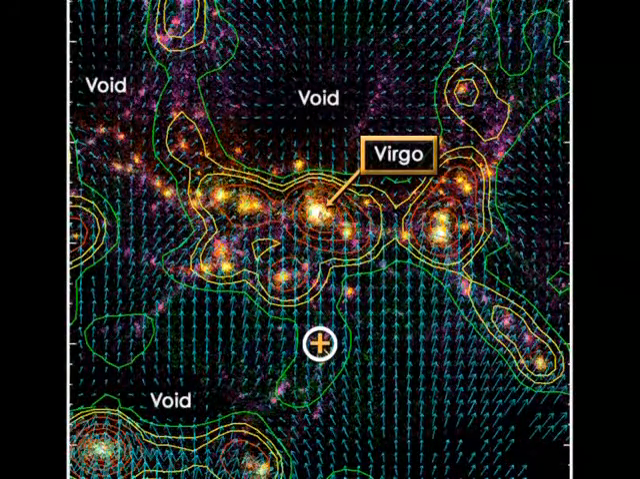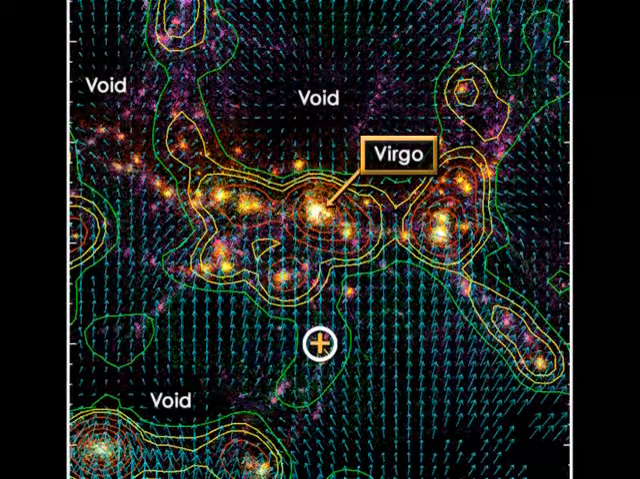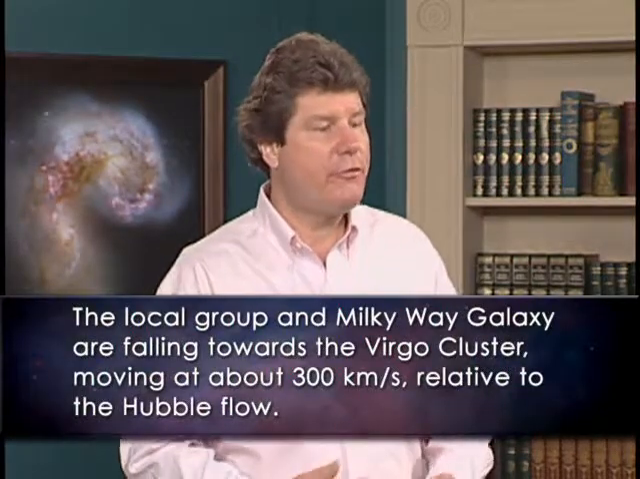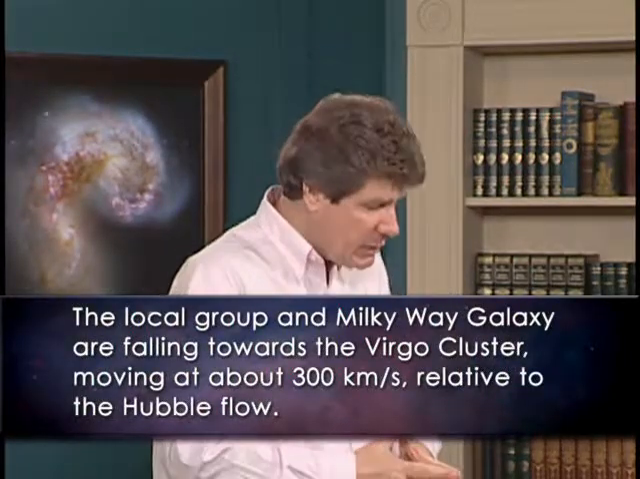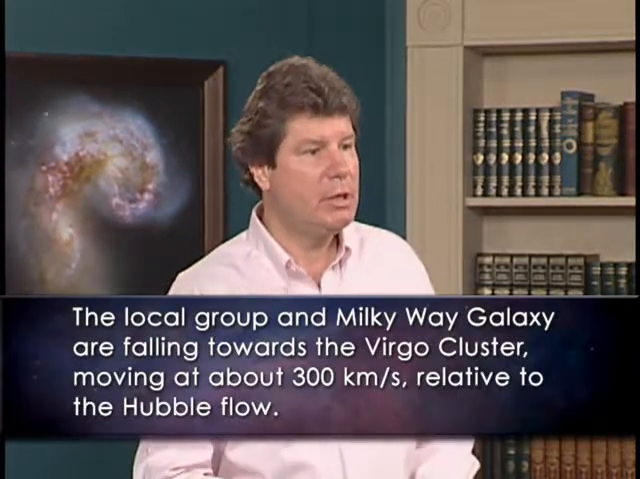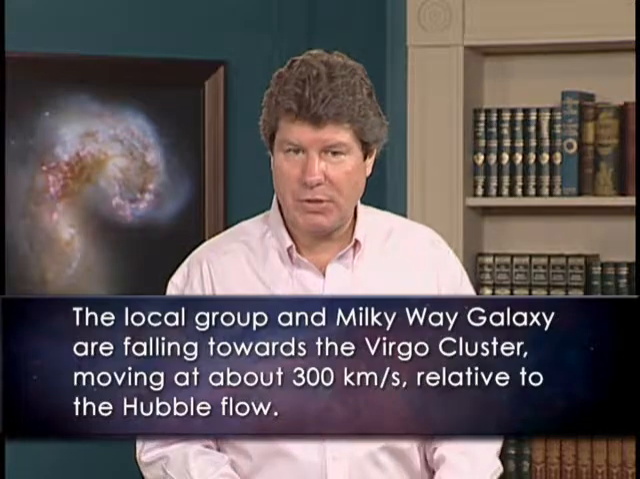There also seems to be a void behind the Virgo cluster, and there are other smaller clusters to the right and below. The arrows show the flow pattern, which is once again away from the voids and towards the denser regions. And as you might expect, the local group and Milky Way galaxy are falling towards Virgo, moving at about 300 kilometers per second relative to the Hubble flow. And of course, this entire region is moving off to the left at 500 kilometers per second, falling towards the Great Attractor.